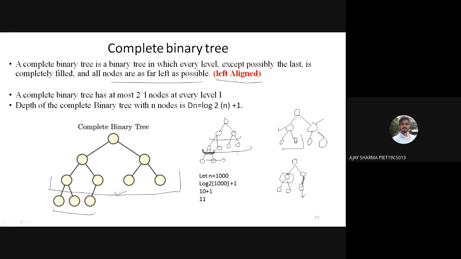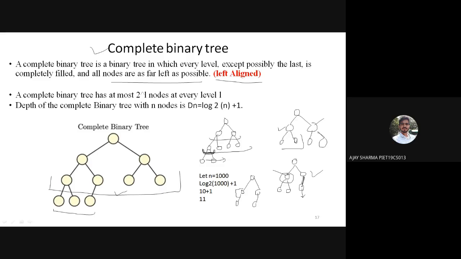Sir, is it compulsory to fill the left node completely in a complete binary tree? Yes, in a complete binary tree, it is compulsory. Sir, if you take the second example, if we add only one left node to it and one left to the right node, then is it not a complete binary tree? No, it is not a complete binary tree because its right is not filled completely.